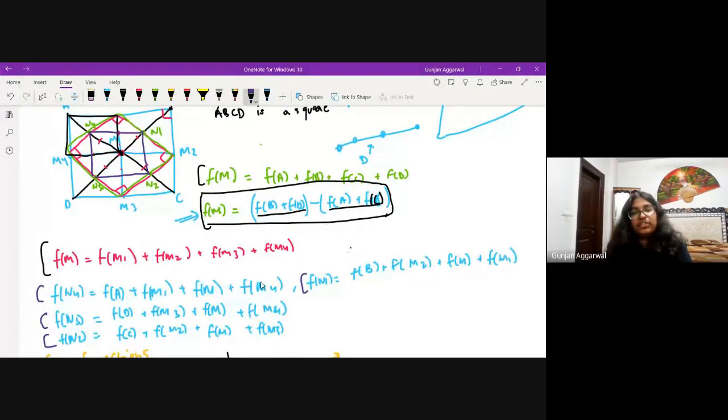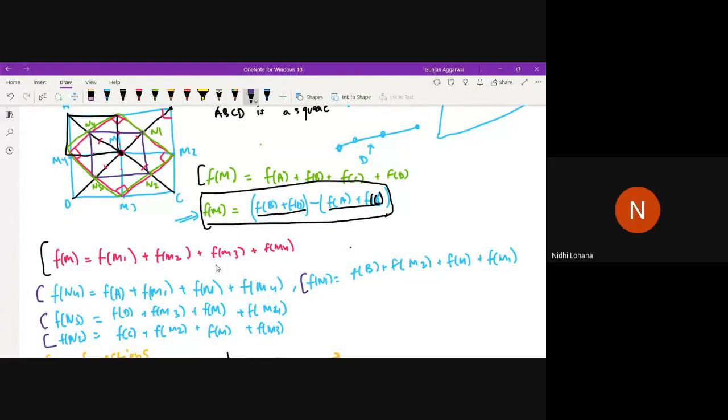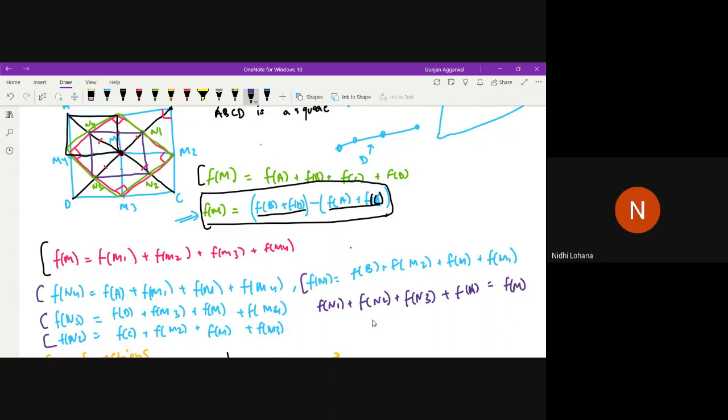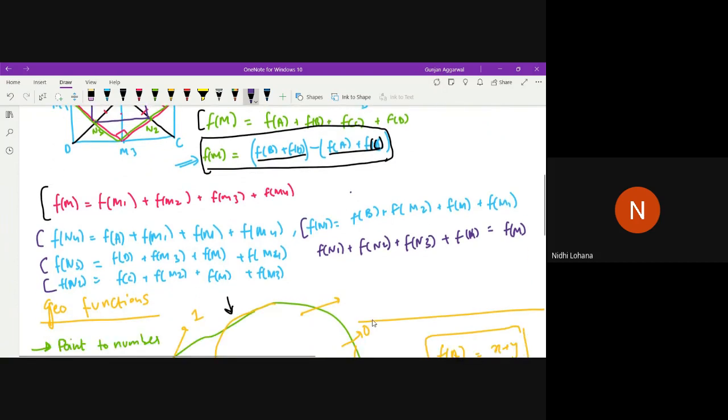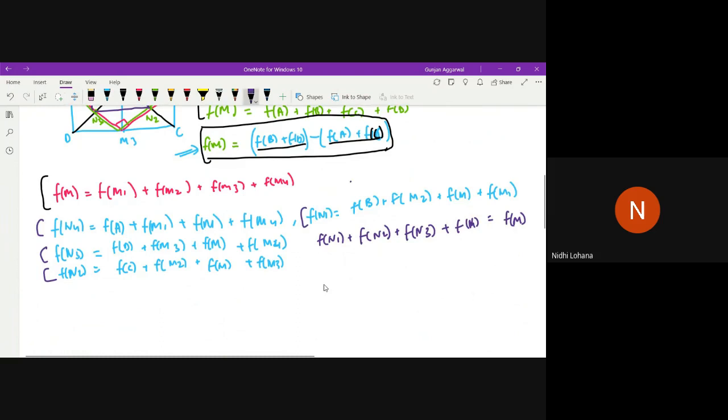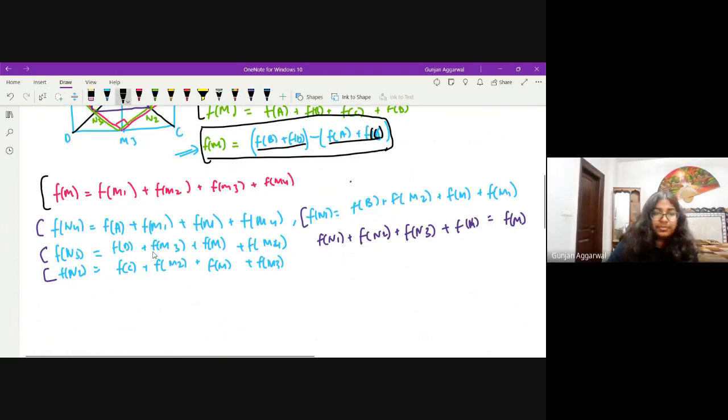What else can you see? f of n is also equal to f of n1 plus f of n2 plus f of n3 plus f of n4. Your voice faded away there. Is this what you're trying to say? Yeah. What can you do from here?